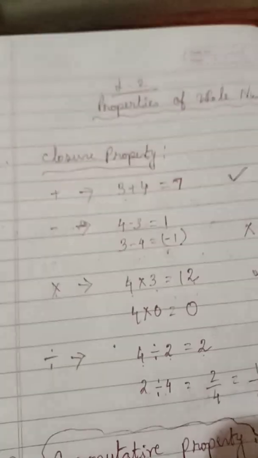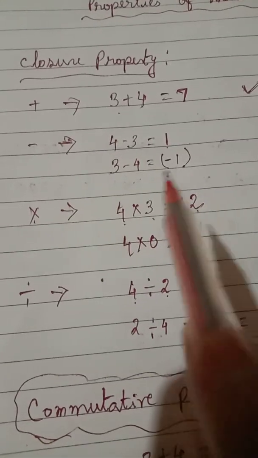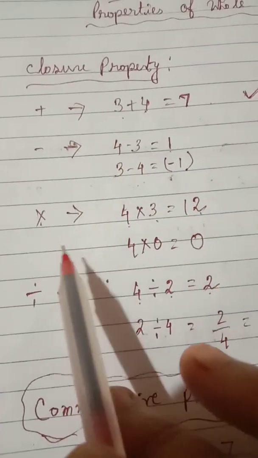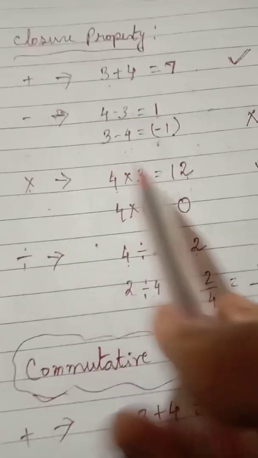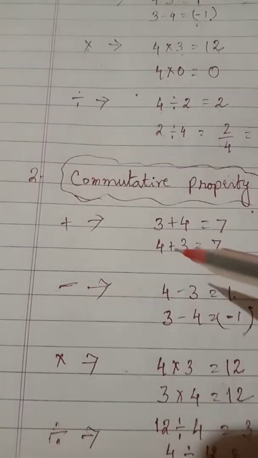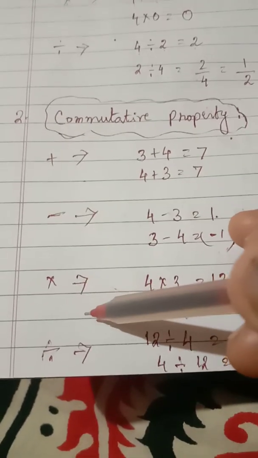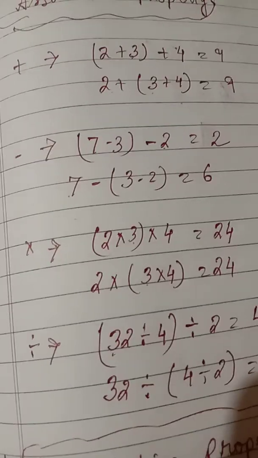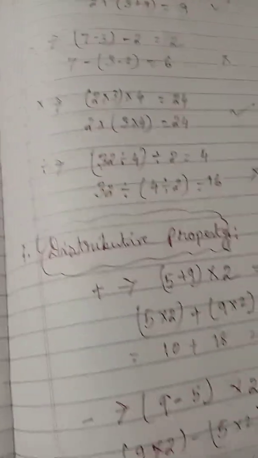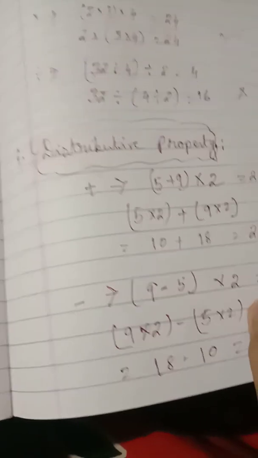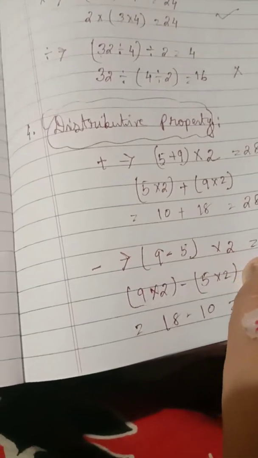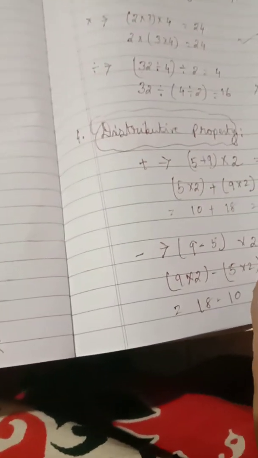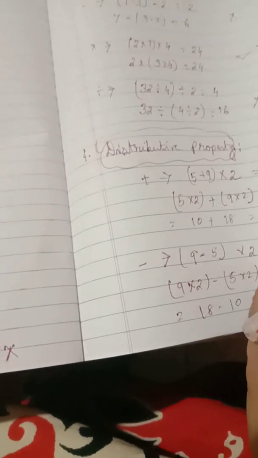So we come to the conclusion that the closure property is applicable for addition as well as multiplication, the commutative property also applicable for addition and multiplication, the associative property also applicable for addition and multiplication, but the distributive property is only applicable for both addition and subtraction, but not applicable for division as well as multiplication.